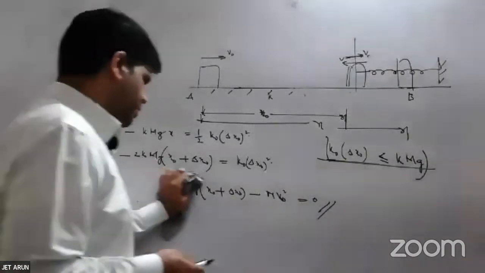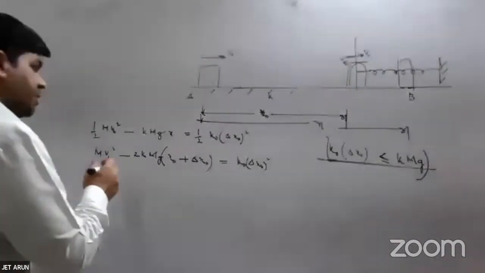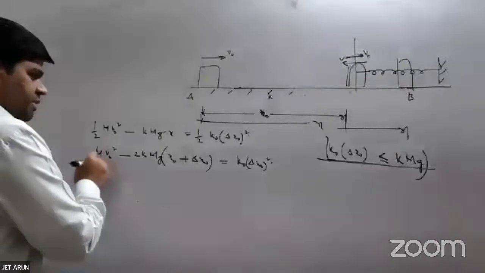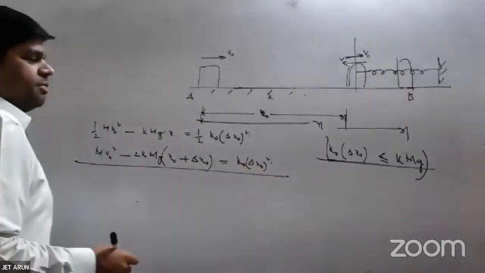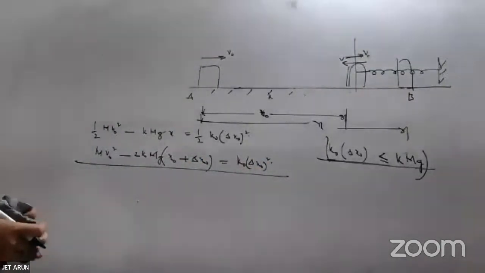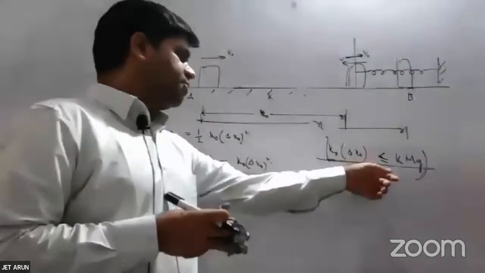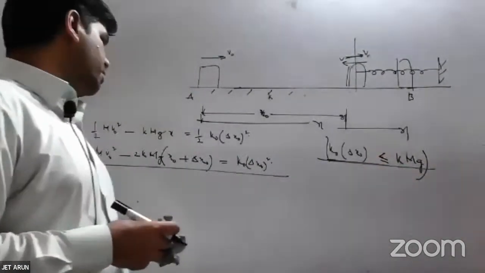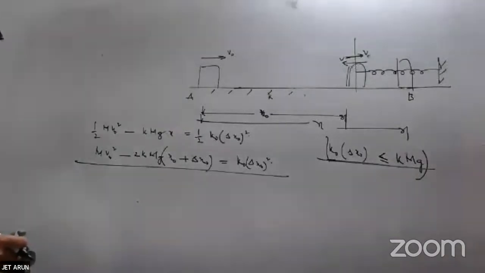Handwriting is illegible. I'll write it neatly. Okay, that's it. That's the equation, students. I have to solve for delta x naught from here. And the other condition would be k delta x naught should be less than mu mg. Is it clear?